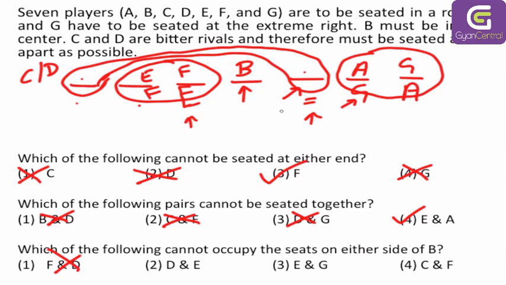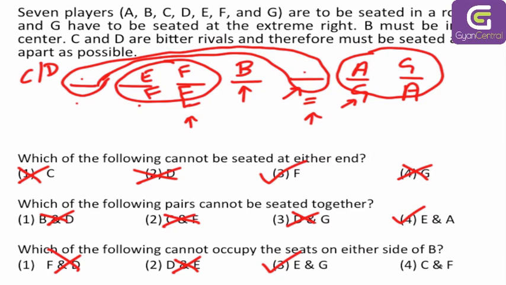D and E. Once again, E can come at this position, left of B. D can come to the right of B. So this is also out. E and G. E can be to the left, but G cannot be here. So this becomes our answer, because E can be to the left, but G cannot come to the right.